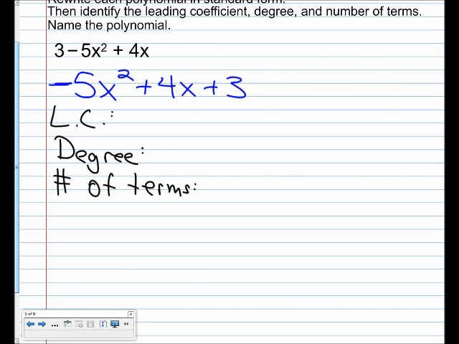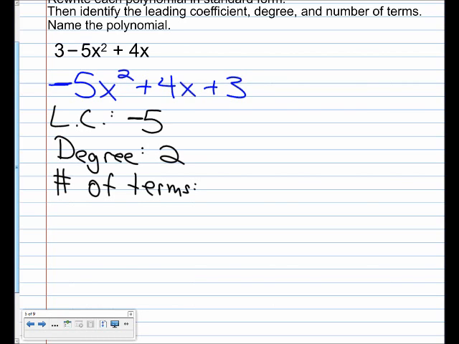Think about what it says in that word. It says leading. Very good, except because it's just a coefficient, we're going to write -5 and we're done. Because coefficient just means the number in front, not the variable. Okay? The degree. What's the degree of this polynomial, Gilberto? 2. The highest exponent is a 2. So that is the degree.